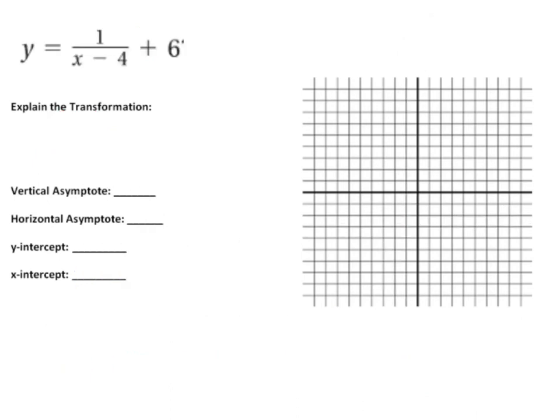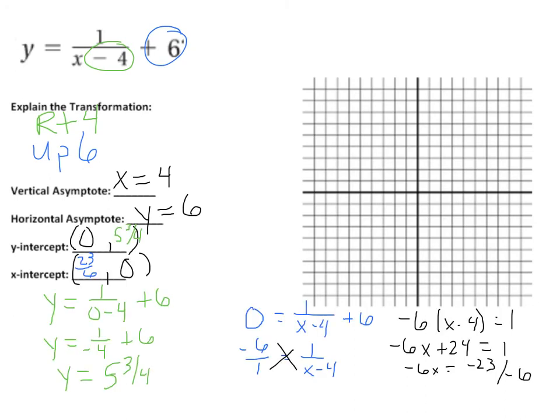For this next problem, you should pause it. Yes, pause it, and first tell me what the transformation is. You should have gotten right 4 and up 6. So right now I want you to pause again and see if your vertical and horizontal asymptotes match what I have. You should have gotten x equals 4 and y equals 6. And for the last two, when you plugged 0 in for x, you should have gotten 5 3/4 for y. And when you plug 0 in for y, you should have got 23/6. And I'll show you how to check that on your calculator in class.